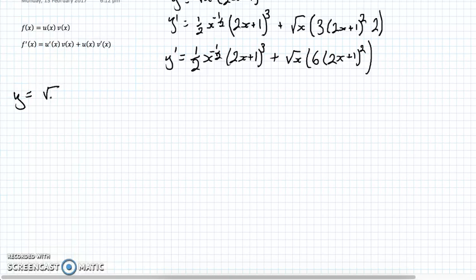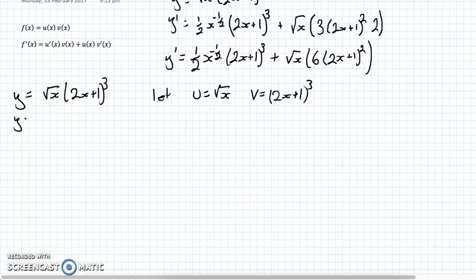Y equals the square root of x multiplied by 2x plus 1 cubed. We're going to let U equal the square root of x and V equal 2x plus 1 cubed. So that would essentially turn this function here into uv.